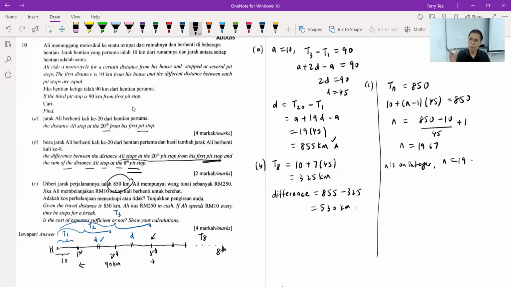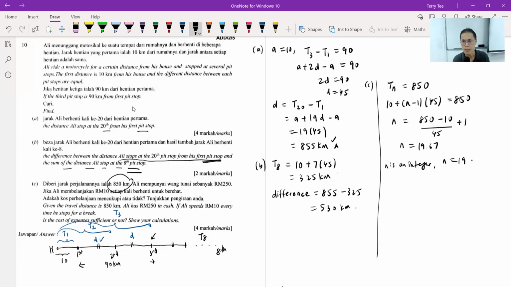Yeah, so that means you stop 19 times, at the 19th pit stop, when you cover a distance of 850, right? He didn't stop exactly at the 20th pit stop or the 19th pit stop. He stopped at the 19th pit stop, then he traveled a little bit more until he reached 850 kilometers. So that means he stopped 19 times.